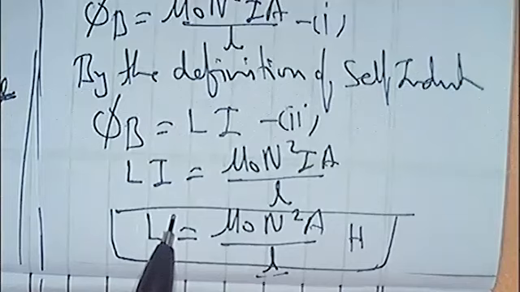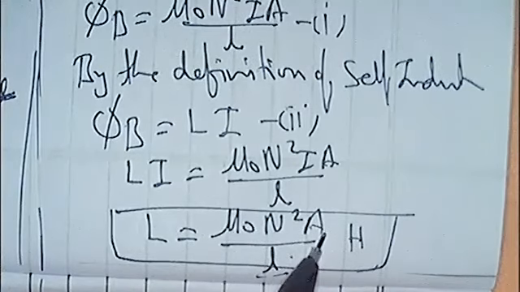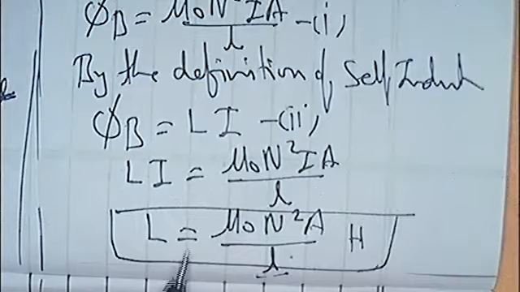Clearly, this coefficient of self-induction entirely depends upon the structure of solenoid. It depends upon the total number of turns, how many turns are there in the solenoid. It depends upon the length of solenoid. It depends on the area of solenoid. It depends upon the medium inside the solenoid. All these are the physical parameters, physical structure of solenoid.